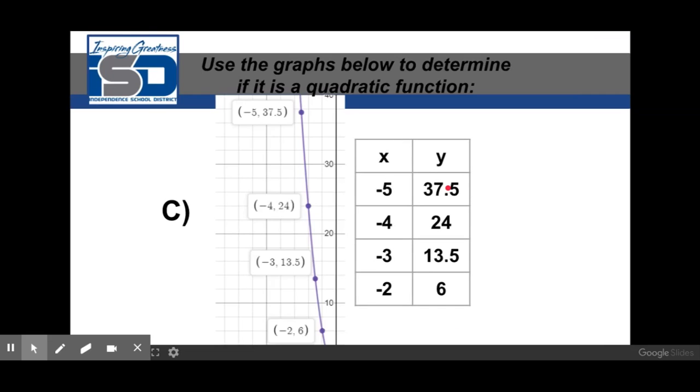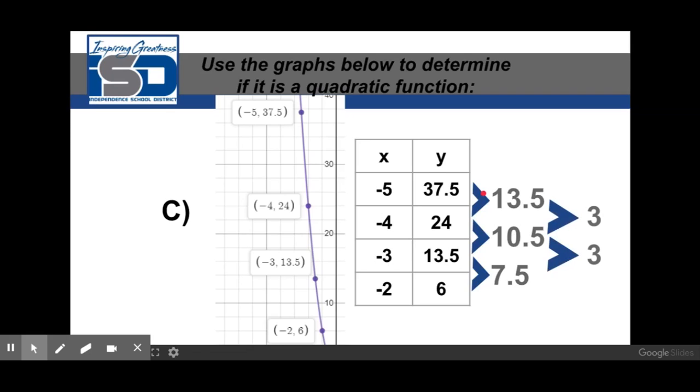C's table should have found the first differences. They were 13.5, 10.5, and 7.5. The second difference would then be 3 and 3. It checks, so this is a quadratic function. Go ahead and find your A. Should have gotten 3/2 for our A because it's 3 divided by 2.